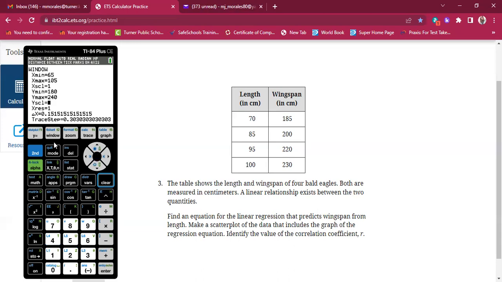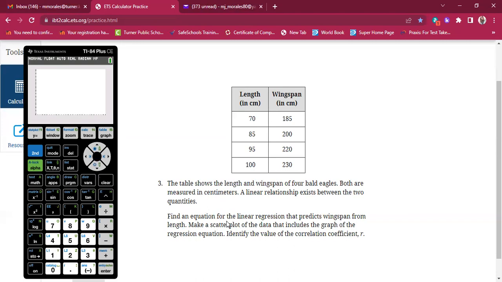Oops, what was the number there? Okay, I'm going to clear that by pressing second, shift, mode, and then clear. Okay, so my calculator is now ready to use. If you try to graph it, our graph will look like that. We don't have any values yet, so you wouldn't be able to see a graph there.